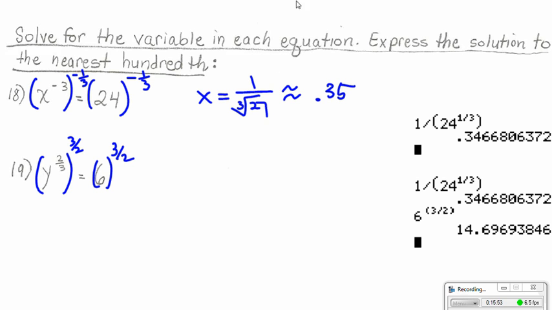Now then here, be careful. It looks like 14.7, but to the nearest hundredth, what we need to do is this. Here y is equal to 14.70. We need to put down 0 at the end to show that it was to the nearest hundredth.